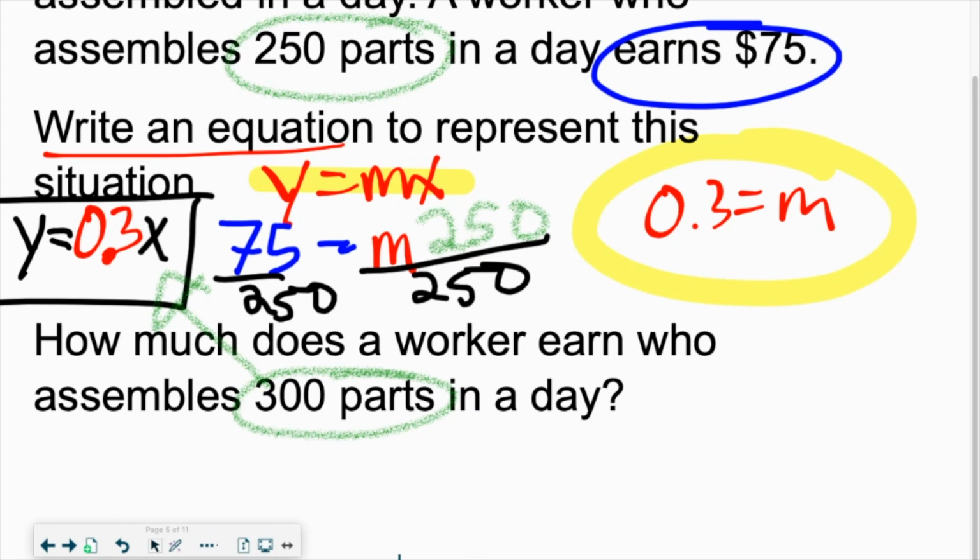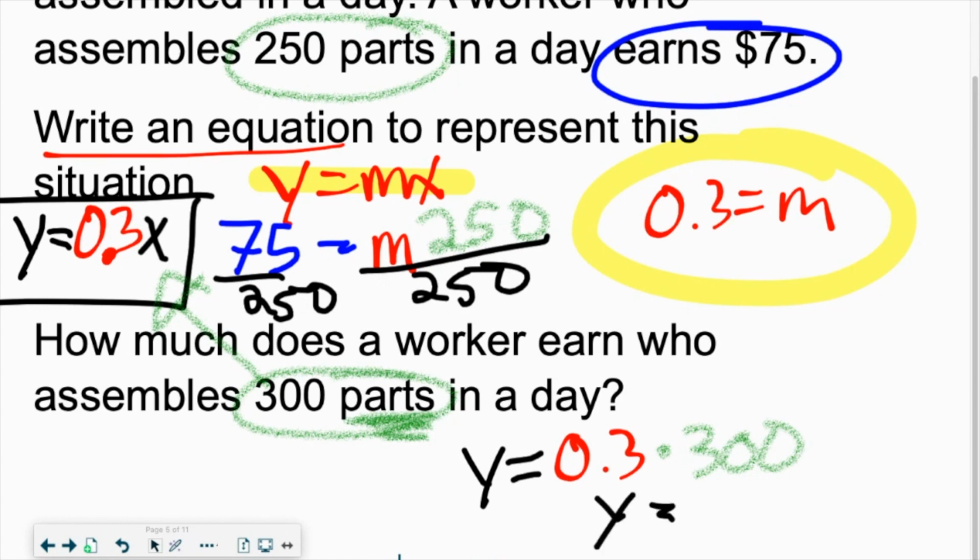The parts, since we're talking about parts, that's the x value. So in the equation, y equals 0.3x, 3/10 x. We're going to put 0.3 times our x value, which is 300 parts. Grab a calculator, mental math, multiply that on out, and we see that y equals 90.